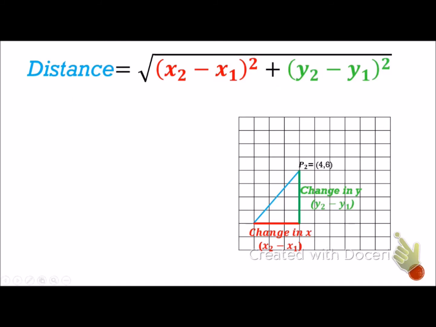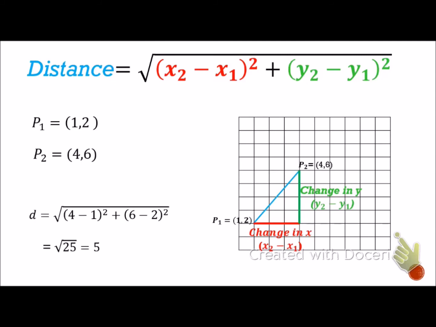Alright, so let's try using numbers. So I'm going to give you 2 points. Point 2 is 4, 6. Point 1 is 1, 2. Alright, so now we're going to plug it into the formula. So 4 right here, that is going to be my x2. So this right here is x2, and 6 is my y2. And likewise, P1 is 1, so this is x1, and y1.